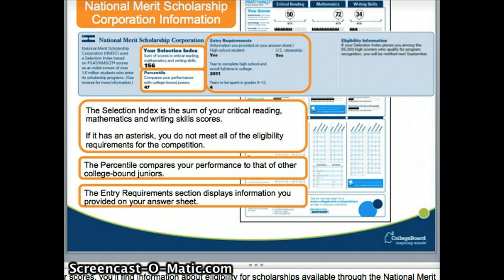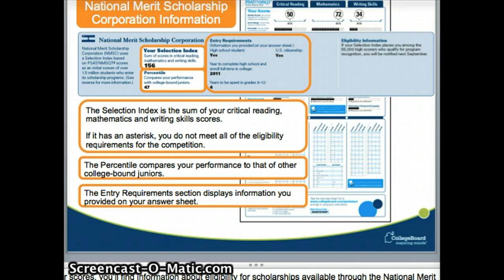To be eligible for a National Merit Scholarship Corporation scholarship, you must be a full-time high school student, graduate the following year after you test, enroll in college full-time, complete grades 9 through 12 in 4 years, and be a U.S. citizen. If your selection index has an asterisk or star next to it, this means you do not meet all of the eligibility requirements for entrance into the competition at this time. Typically, it's because the student is not graduating next year.